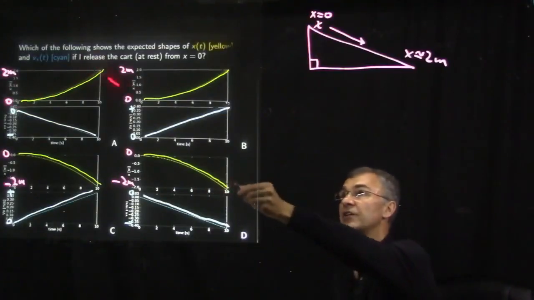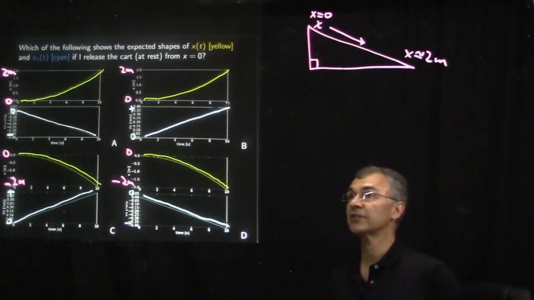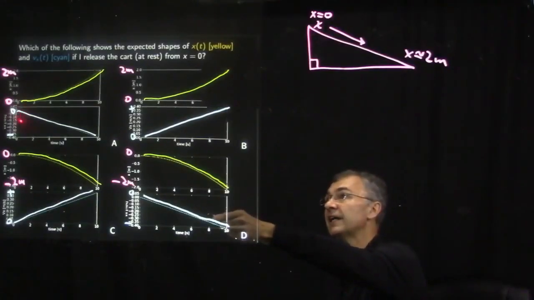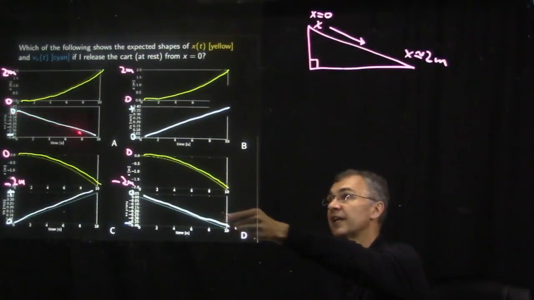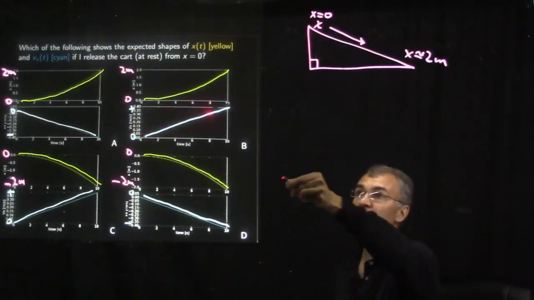I think the x versus t curves look the same in A and B. It's just the velocity curves that are different. Here in A, the velocity starts out at 0 and becomes negative. And in B, the velocity starts out at 0 and becomes positive.